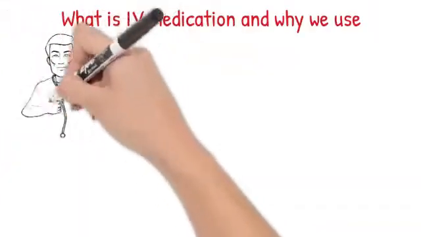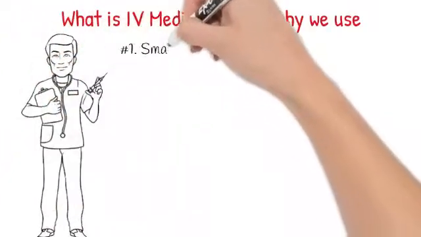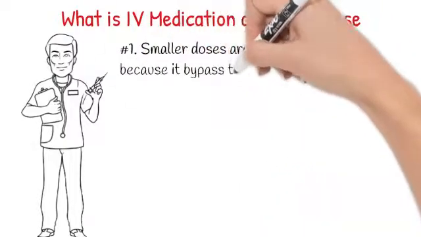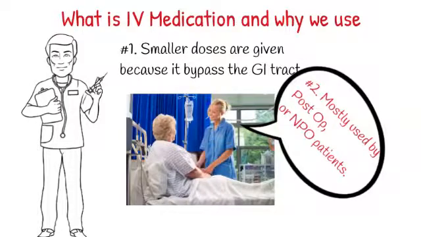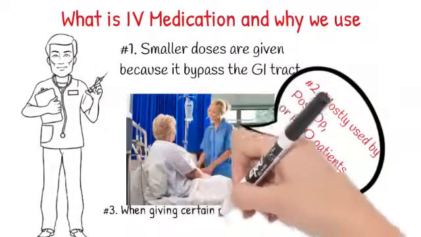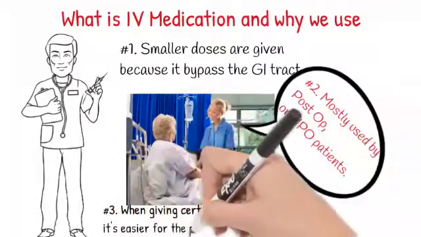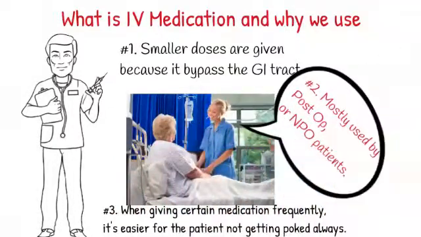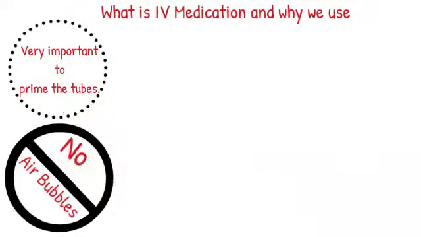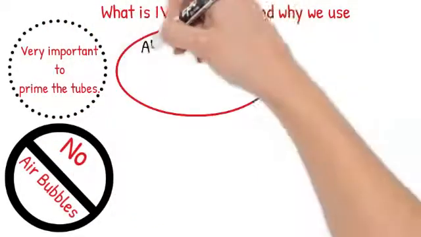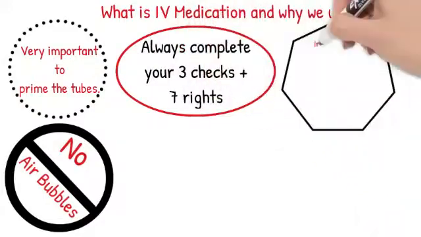No margin for error. In this process, small doses are given because it bypasses the GI tract. They are mostly used by post-op or NPO patients. When giving certain medication frequently, it is easier for the patient not to be poked always. Note: it is very important to prime the tubes. No air bubbles. Always complete your 3 checks and 7 rights.